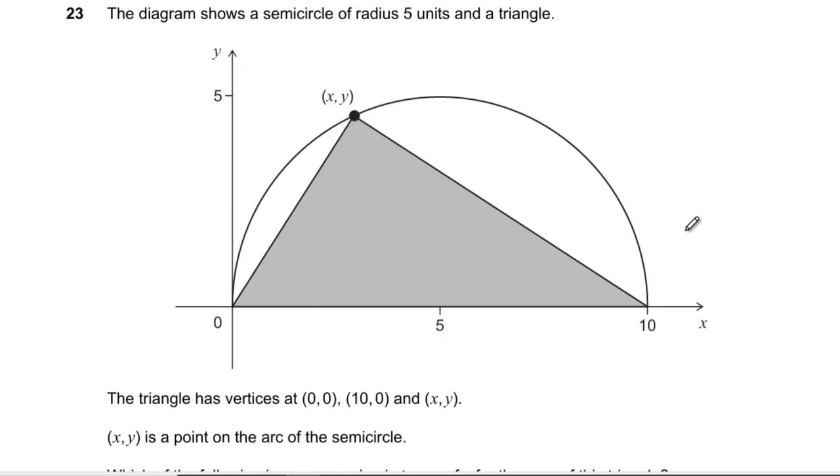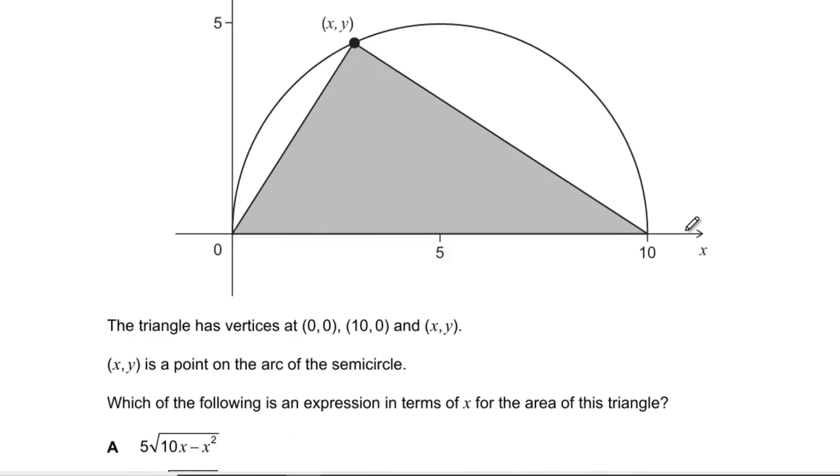23. Diagram shows a semicircle, radius 5 units. Okay, that's on the picture, and a triangle. It's got those vertices, which is also on the picture, and that's on the arc of the semicircle. So it's all in the picture. We just want an expression in terms of x for the area of the triangle. Right, so the area, half base times height, is going to be 5y. So that's what we want.